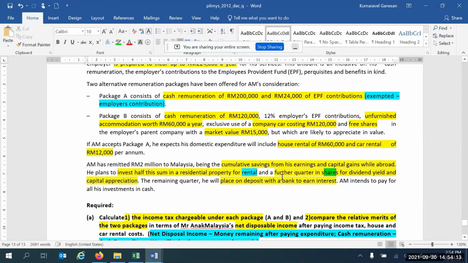So you have to write both dividend and capital appreciation. So dividend is single tier, right? Capital appreciation, the gain is not taxable because it's a disposal of shares. Place deposit in bank to earn interest. So interest for a resident individual is exempted.